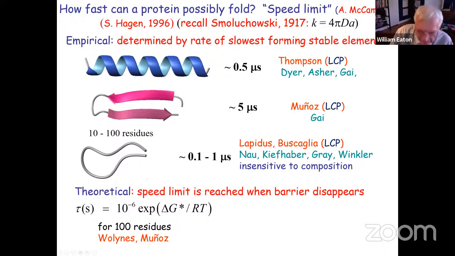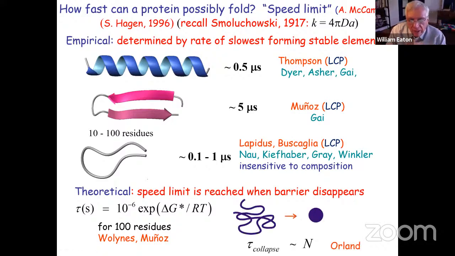There was another interesting ingredient to this problem from Henri Orland, who followed up on some work on homopolymer collapse by Pierre de Gennes, to calculate that the collapse time scales linearly with the number of residues.